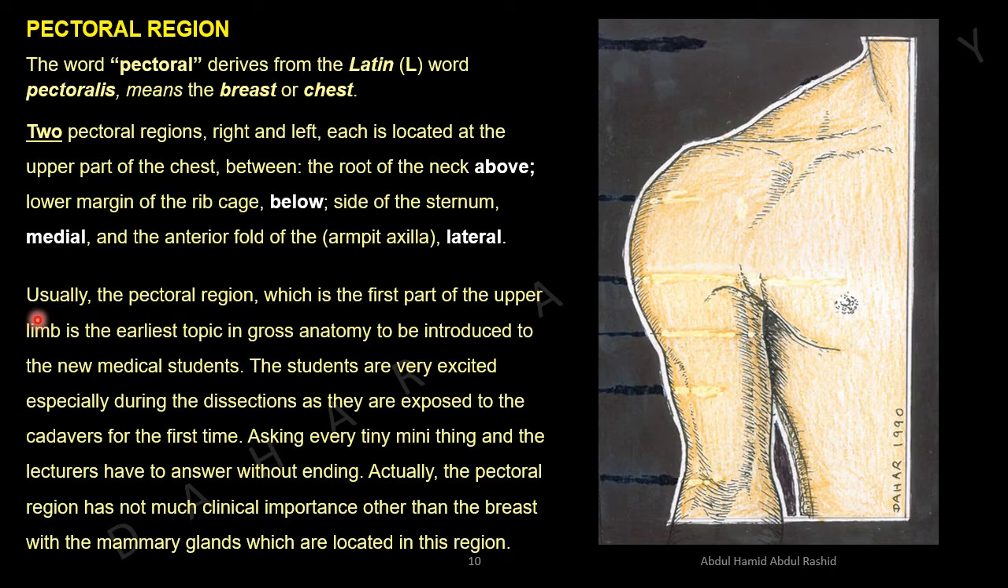Usually, the pectoral region, which is the first part of the upper limb, is the earliest topic in gross anatomy to be introduced to new medical students. The students are very excited, especially during the dissections, as they are exposed to cadavers for the first time, asking every tiny thing, and the lecturers have to answer without ending. Actually, the pectoral region has not much clinical importance other than the breast with the mammary glands, whose blood supply and lymphatic drainage are located in this region.